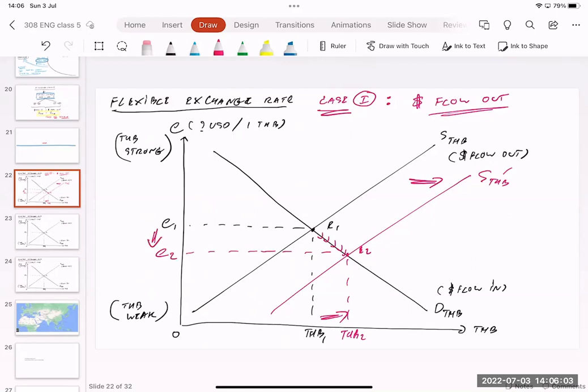So what does it mean? If the nominal exchange rate goes down, it means that Thai baht becomes weaker. 1 baht can get less US dollar. Okay, Thai baht becomes weaker.